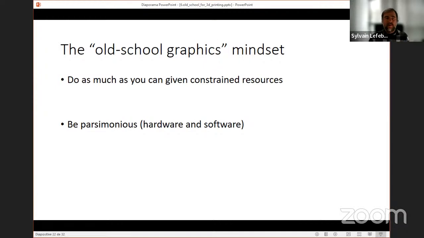And perhaps we want to reintroduce some of these limitations and impose them on ourselves so that we can try to be more parsimonious and use fewer resources, less compute power, less hardware, less energy, of course.